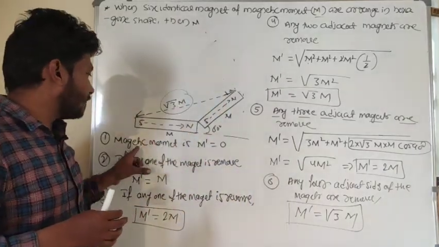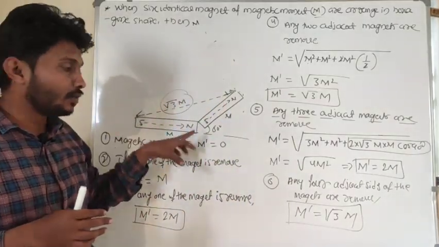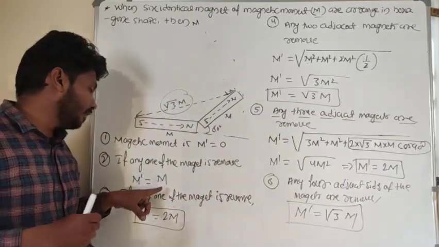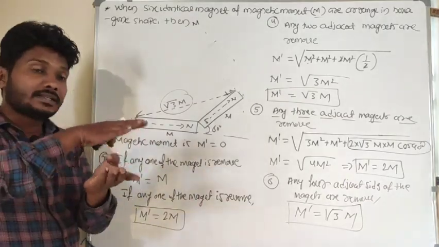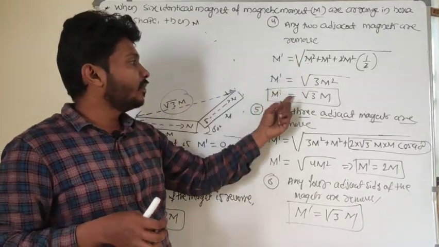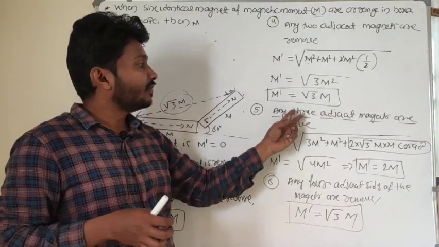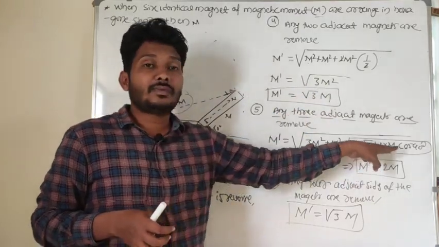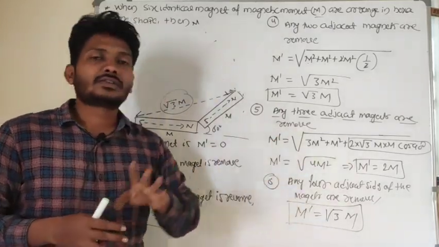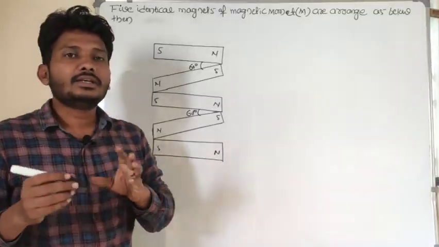In that first case, the magnetic moment of the hexagon shape will be 0. If any one of the magnets is removed, then the new magnetic moment is m. If any one of the magnets is reversed, its value becomes 2m. If any 2 adjacent sides are removed, its value is square root of 3m. If any 3 adjacent sides are removed, its value becomes 2m. If any 4 adjacent sides are removed, again you will get square root of 3m. So this is okay. Look at here.